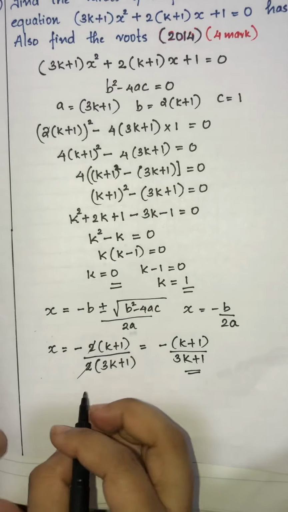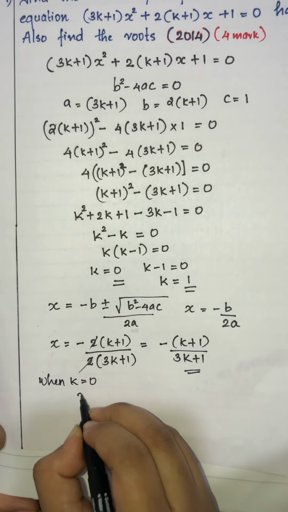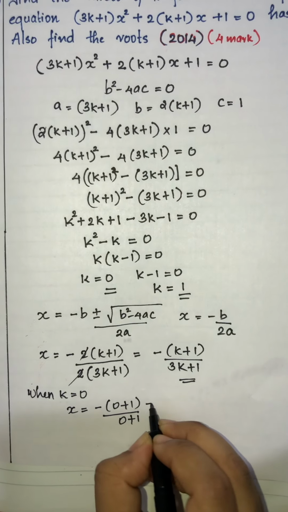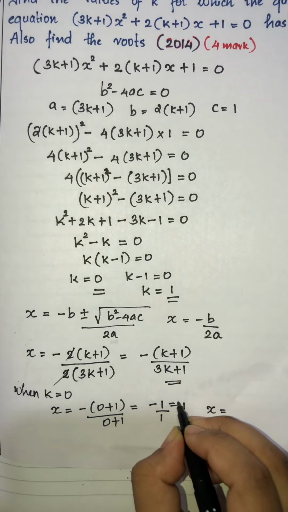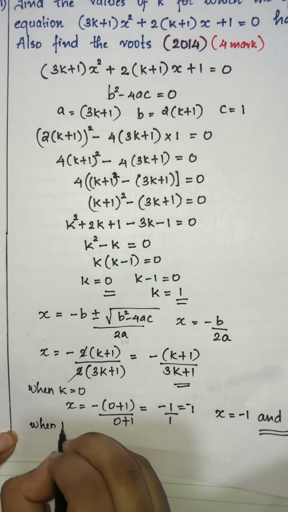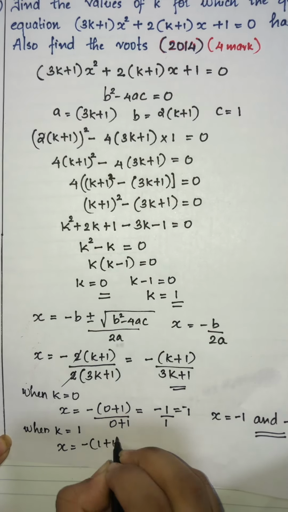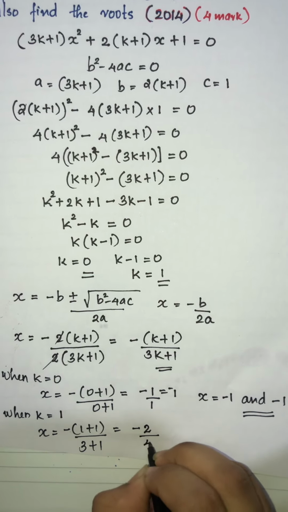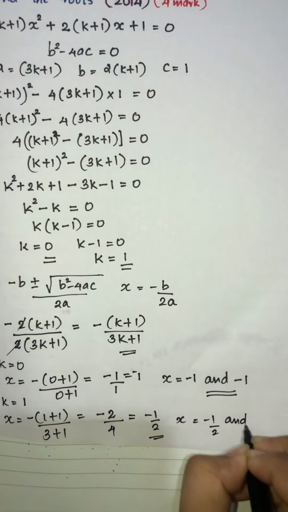Now we substitute the values of k. First k = 0: x = −(0 + 1)/(3 × 0 + 1) = −1/1 = −1. So for k = 0, x = −1 and x = −1. Now when k = 1: x = −(1 + 1)/(3 × 1 + 1) = −2/4 = −1/2. So the roots are x = −1/2 and −1/2.